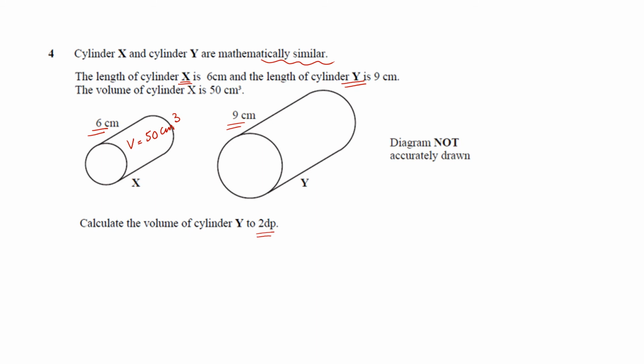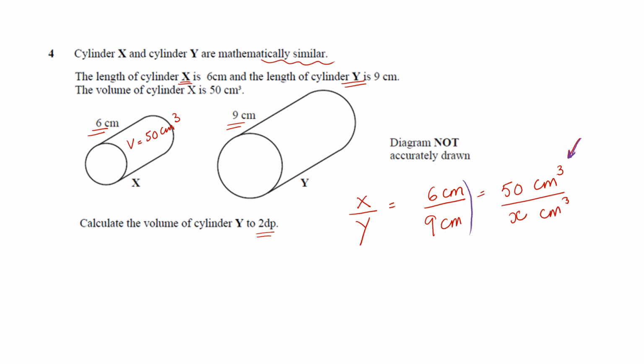Okay, now it's also the same thing. First of all, write the length of X, write the length of Y. So X is 6 centimeters. The length of Y is 9 centimeters. Here we have been given the volume of X is 50 centimeter cube. We need to find the volume of Y, that is x centimeter cube. Make it like that.